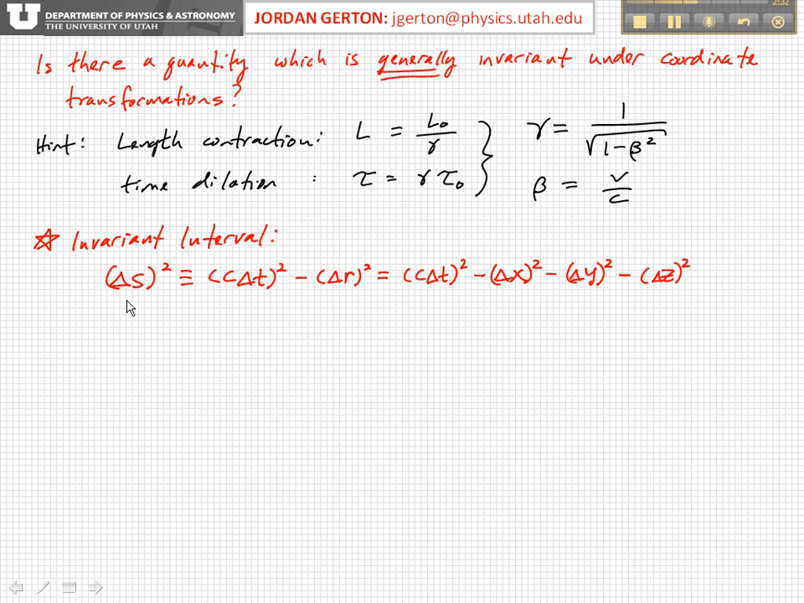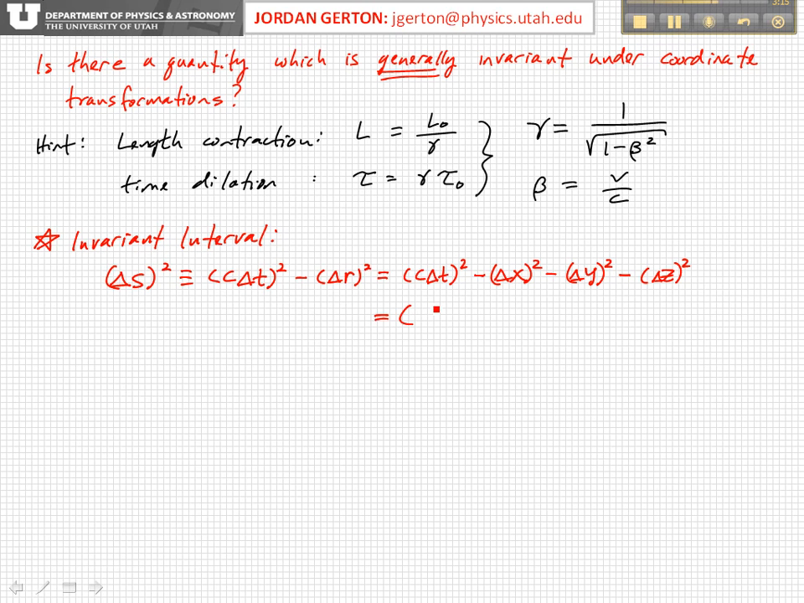Here I've written down what this invariant interval is. We call it delta s squared. It's basically c delta t squared minus the spatial interval, delta r squared. Notice that this has units of length, because delta r has units of length, and so does c delta t. And if we write out what delta r is, it's delta x squared plus delta y squared plus delta z squared.